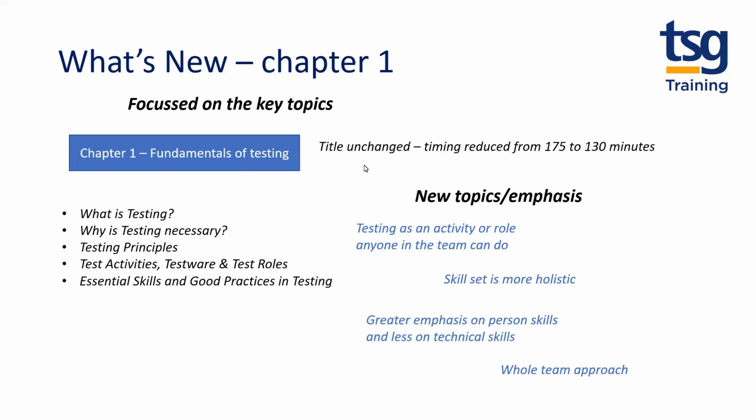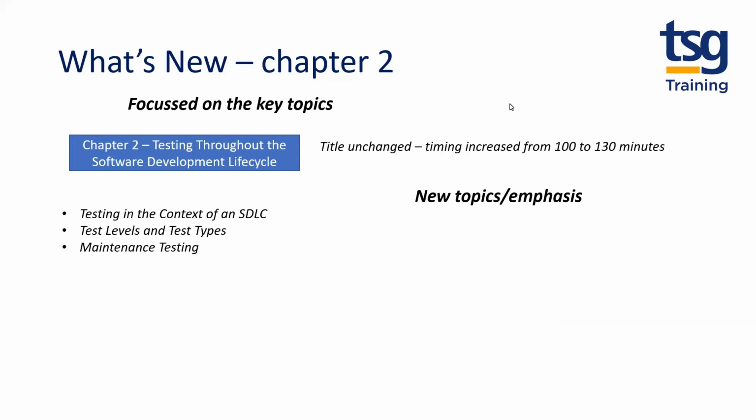Now, chapter 2, testing throughout the software development lifecycle. It's the same title, but now we've got an additional 30 minutes. We're testing in the context of the development lifecycle, test levels and test types, maintenance, although the headings look similar. We're now looking at the impact of the development life cycles on test activities, both the sequential and the agile. And also we're looking at the modern approaches to testing now. We're much more interested in defect avoidance rather than purely defect detection.